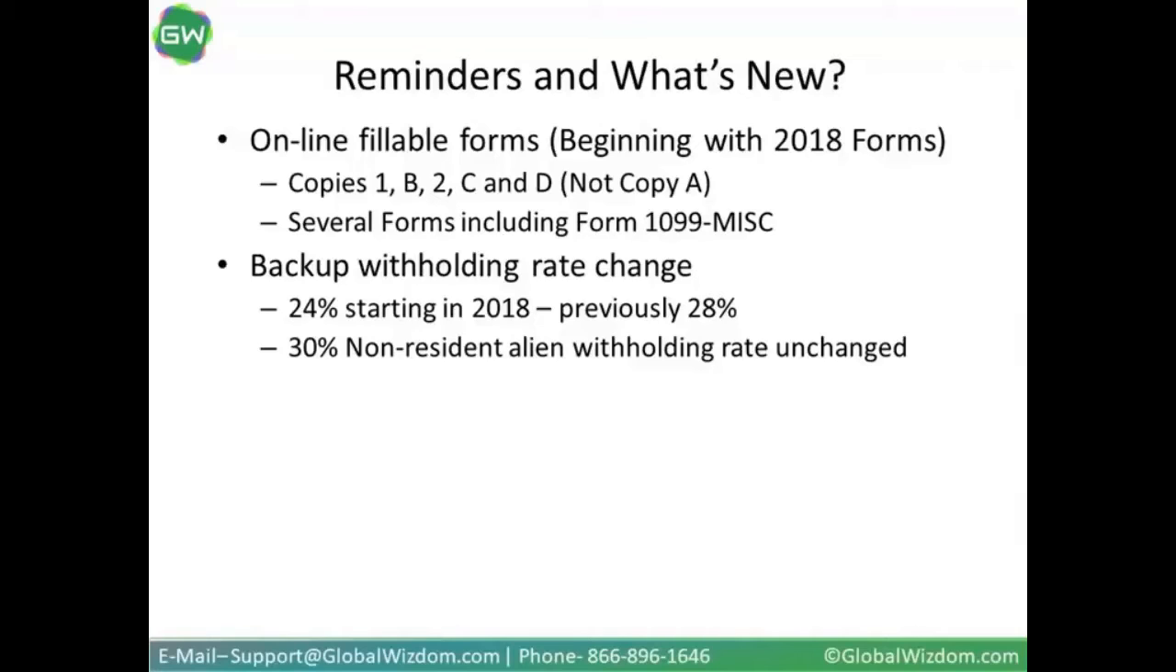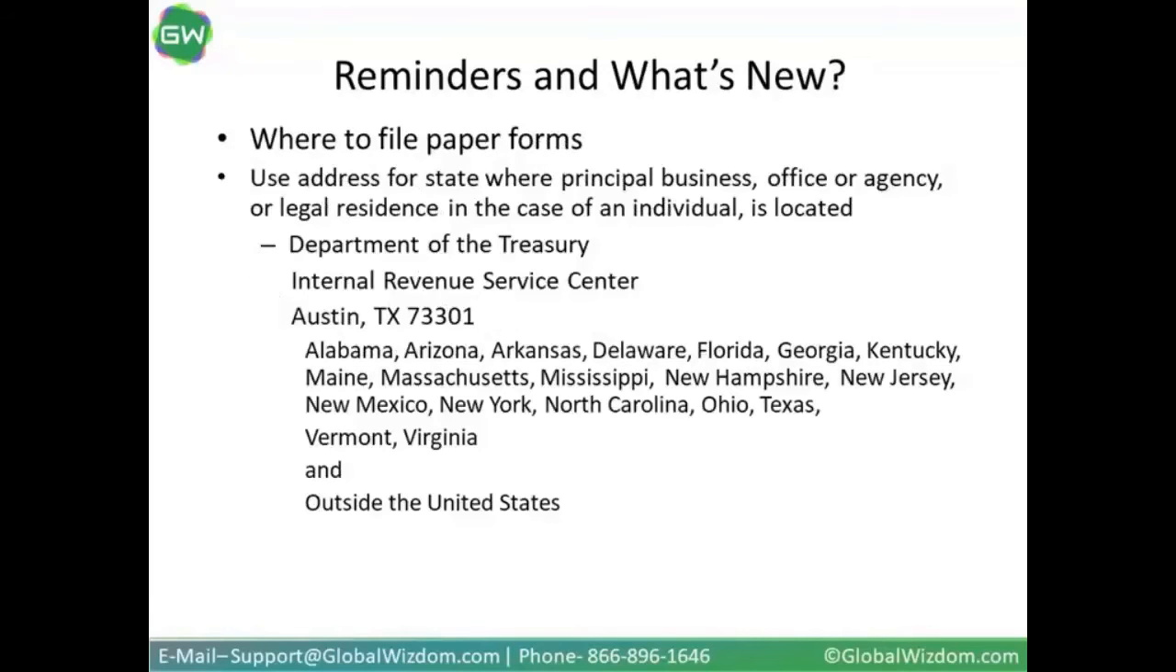The backup withholding rate changed. This is for payments where somebody has not provided a W-9 or a tax ID number and name, or you've been notified that it's incorrect and they have not provided you with a corrected one. The backup withholding rate is 24% starting in 2018. Previously, it was 28%. The 30% non-resident alien withholding rate remains unchanged. That is not so much a backup withholding rate as the regular rate for payments other than those for most dependent personal services, which would be the graduated income tax rates.